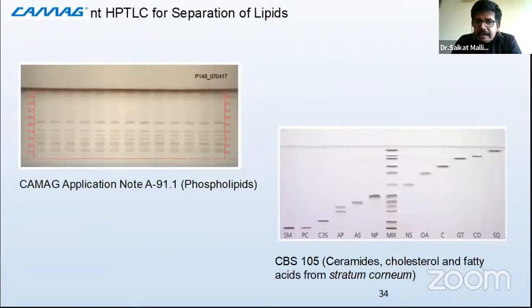Then this is a practical application. Lipids are very difficult to analyze. These are phospholipids. These lipids are present on our skin. They are present on every plant surface, and many other places phospholipids are being used. So this is an example.